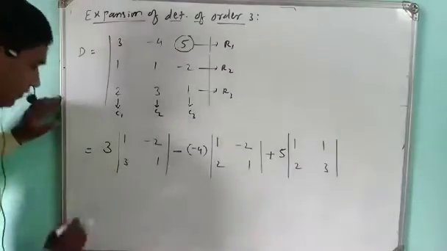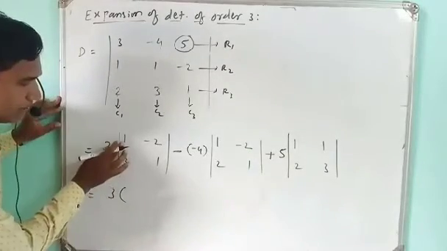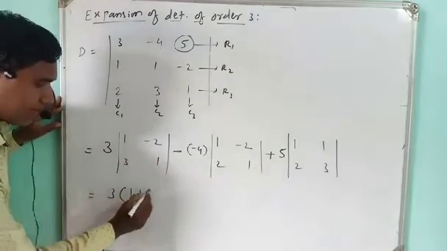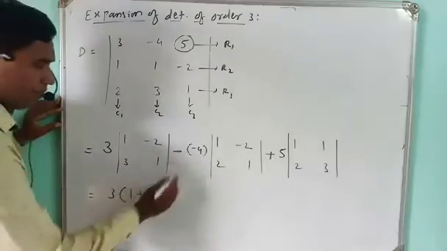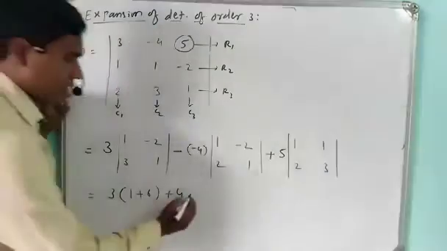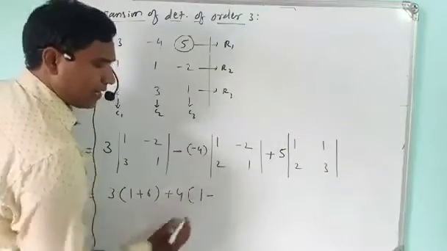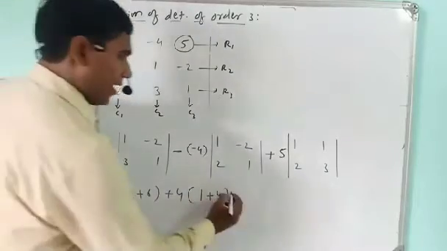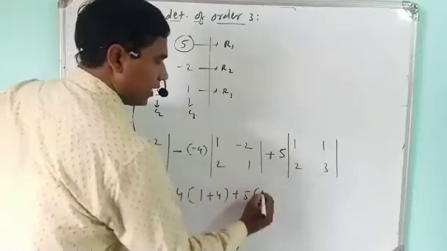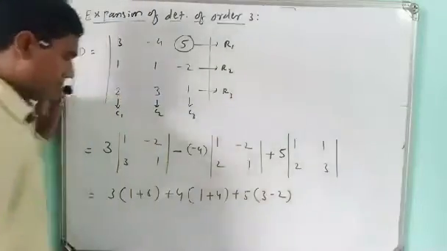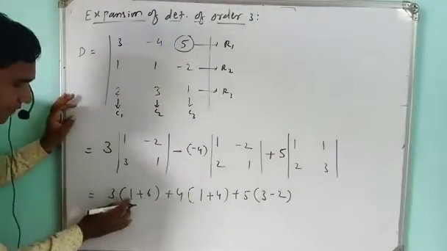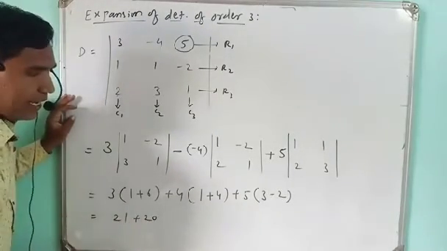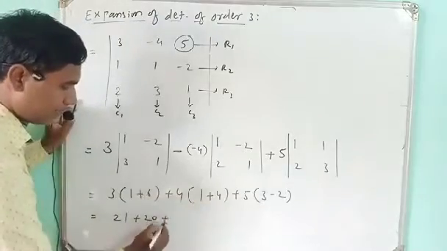Now, ad minus bc: 3 into (1 into 1, 1 formula, minus 3 into minus 2), minus 6, minus minus becomes plus, 6 plus 4. Then 1 into 1, 1 formula, minus 2 into minus 2, minus minus becomes plus. Then plus 5 into (1 into 3, 3 minus 2 into 1, 2). So what is the answer? 6 plus 1, 7. 7 into 21. 4 plus 1, 5. 5, 20. 3 1 1 plus 5.